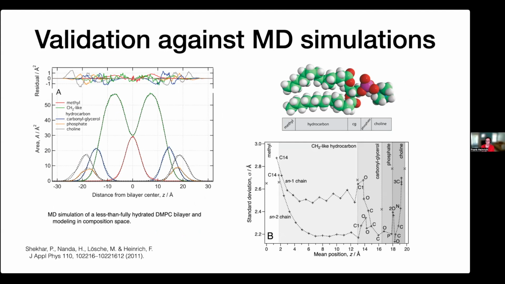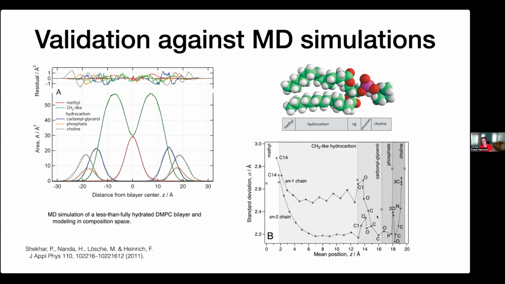We have validated that model, the composition space model, using those error functions against MD simulations. Back in the time, we did several MD simulations. This one is of a DMPC bilayer at a relatively low hydration in terms of water molecules per lipid, but that's not the point. It's not a very biomimetic example we've chosen, but it is a lipid bilayer that has been simulated, and we can show that the model can find parameter values for the groups that describe those distributions very well. So this is the left side.